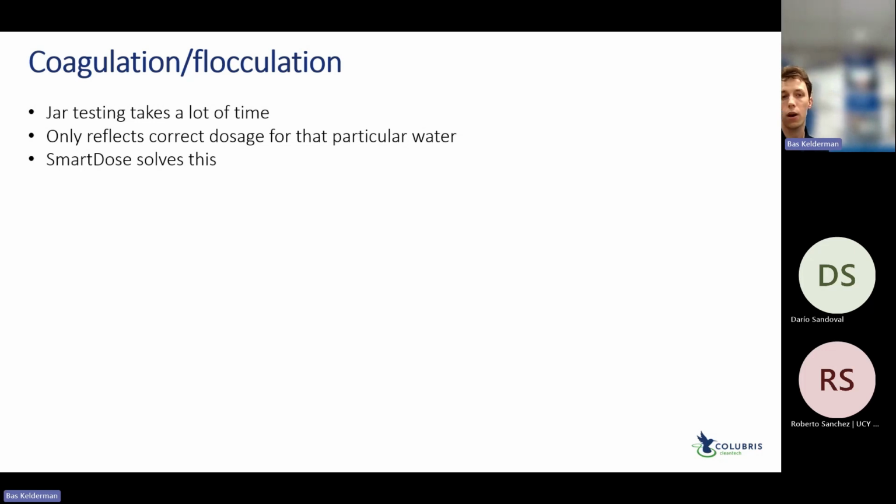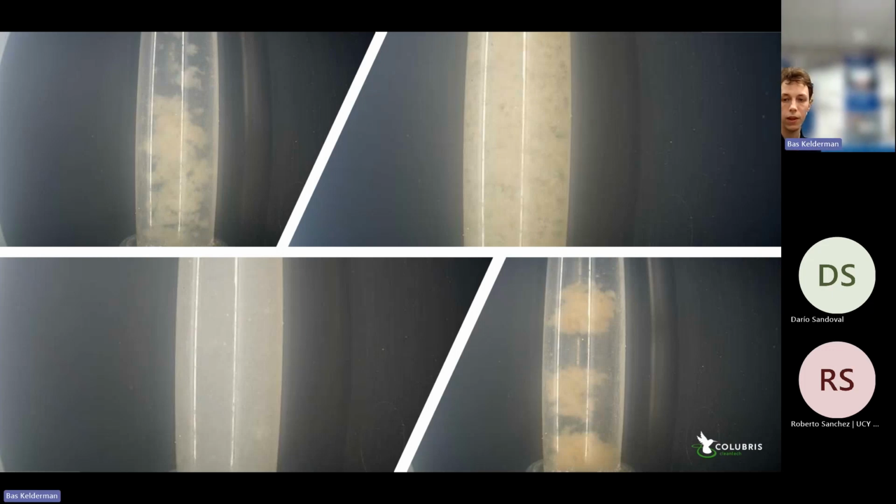And the principle of the SmartDose is that you don't have to do that anymore, that you can constantly reflect the pollution level in your water. So it's essentially just a way of automating that process of jar testing. And in doing so, we get images like these. So these are little tubes that we have inside the SmartDose where you can see how well the coagulation is going at any given moment.